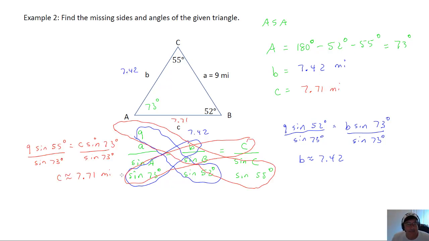All right, so I went ahead and wrapped this one up in red. I love the colors; you can use your colors as well. I took 9 times the sine of 55 degrees and set it equal to C times the sine of 73 degrees, divided both sides by the sine of 73 to get side C as 7.71 miles. So I've got all of my problem completed here at this point. And in addition, notice when I stayed with this first triangle, to get side B, all I had to do was change the 52 to a 55 without having to retype all that in there. So that'll save you a little bit of time as well.